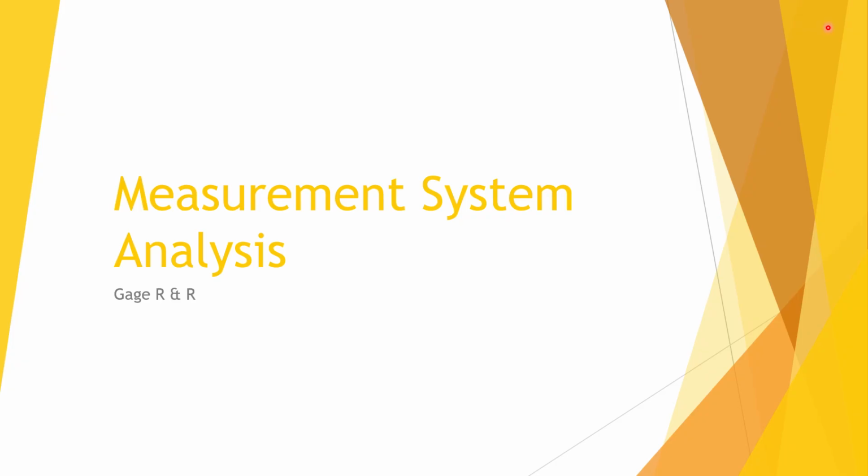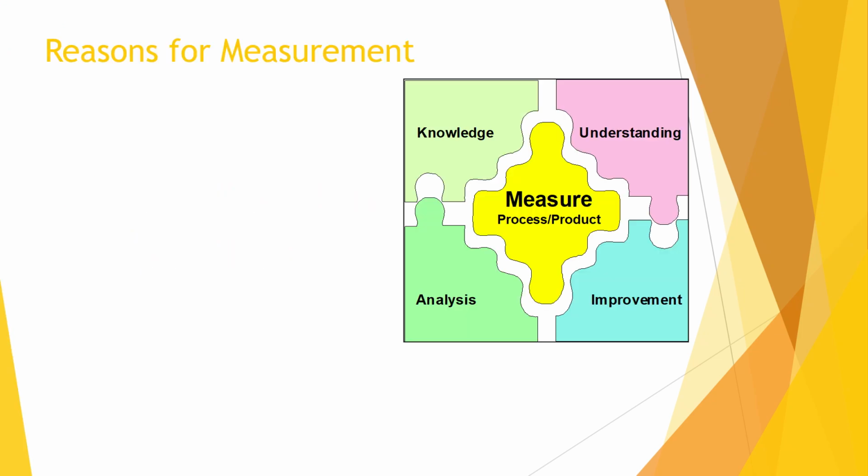MSA tools help you evaluate accuracy and precision in your measurement systems. MSA tools include Gauge R&R study, Gauge run chart, Gauge linearity and bias study, Type 1 gauge study, attribute agreement analysis, and attribute gauge study. We're going to be looking at MSA very carefully, first with the Gauge R&R.